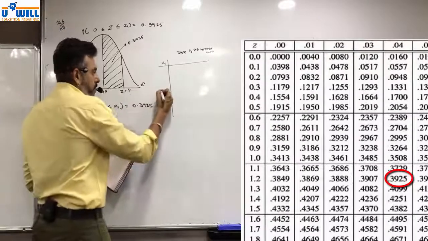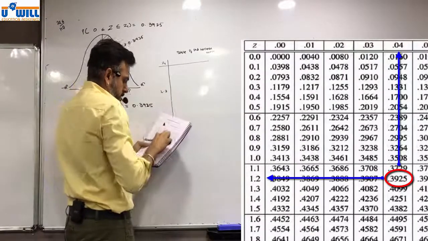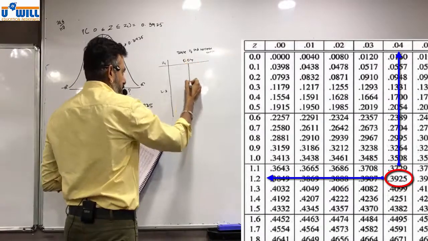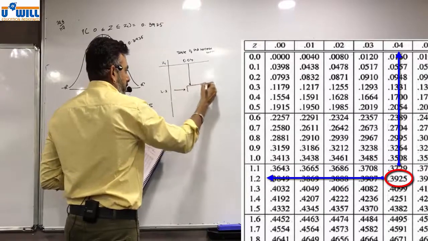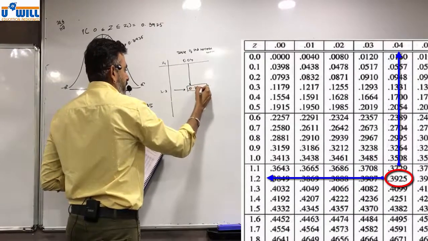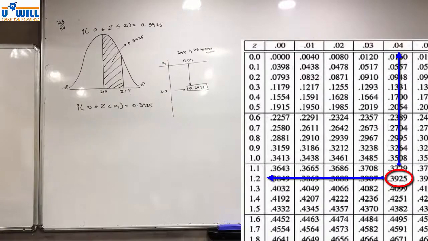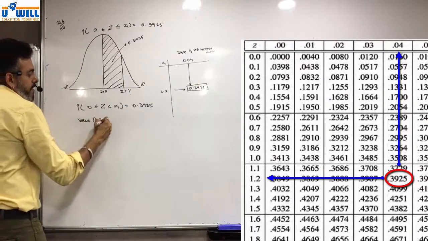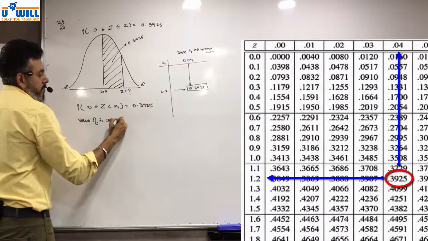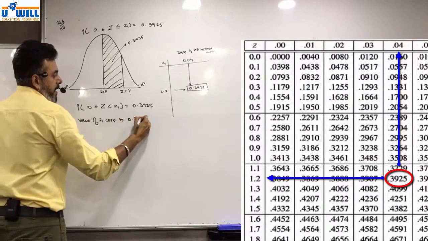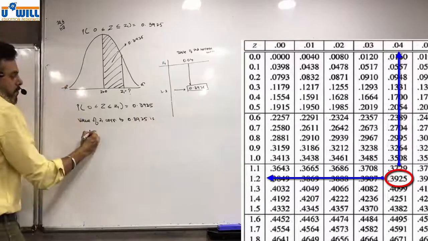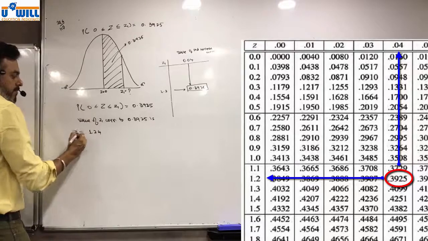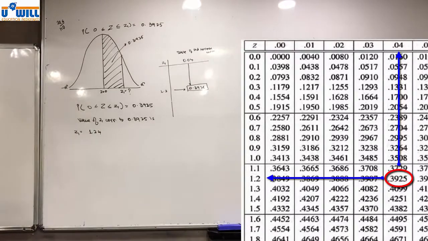0.3925 is at 1.2 and 0.04. Over here it is 0.3925. So value of z1 corresponding to 0.3925 is 1.24. Z1 is equal to 1.24.